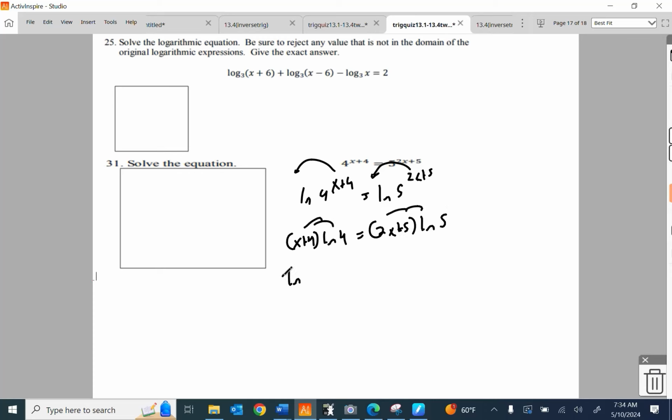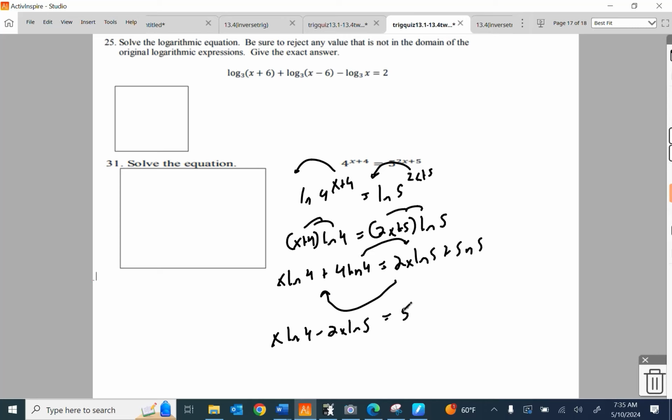x ln of 4 plus 4 ln of 4 is equal to 2x ln of 5 plus 5 ln of 5. And now I'm just going to take everything with an x and get it on this side over here. x ln of 4 minus 2x ln of 5 equals 5 ln of 5 minus 4 ln of 4.